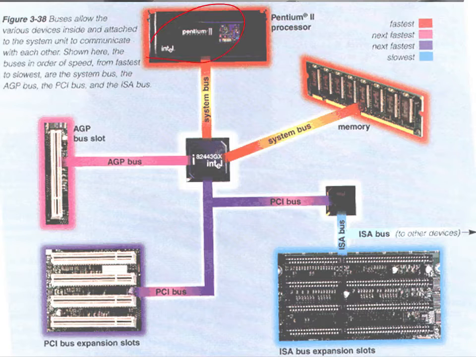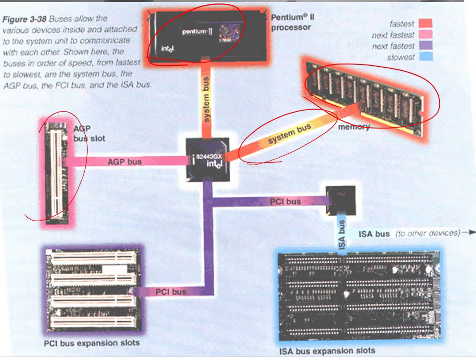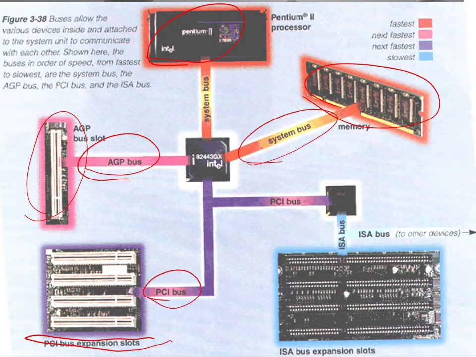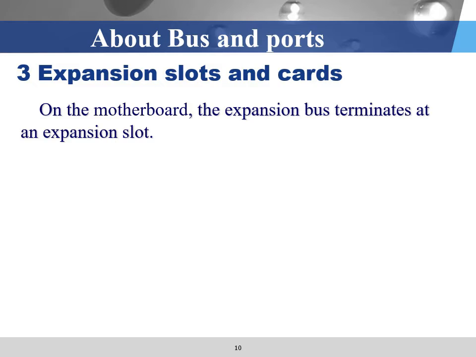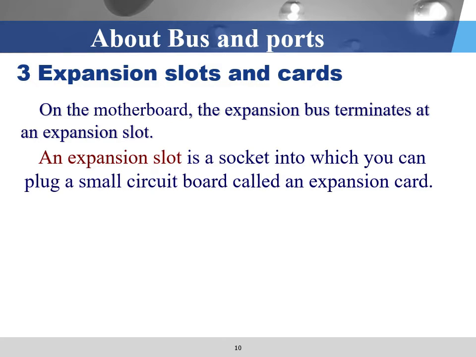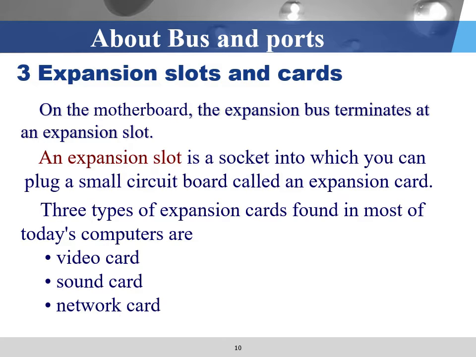So this slide shows you how the different components are connected by using different types of buses. The CPU and memory are connected by using the system bus, the AGP bus slot is connected by using the AGP bus, and the PCI bus slots are connected by using the PCI bus. On the motherboard, the expansion bus terminates at an expansion slot. An expansion slot is a socket into which you can plug a small circuit board called the extension card. Typically, you can have a video card, sound card, and network card. You can plug the card into the expansion slot.